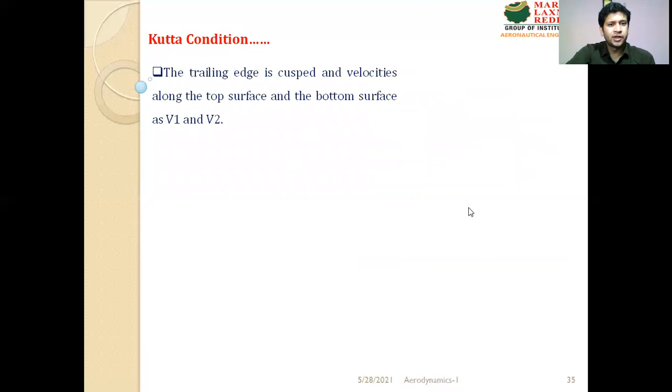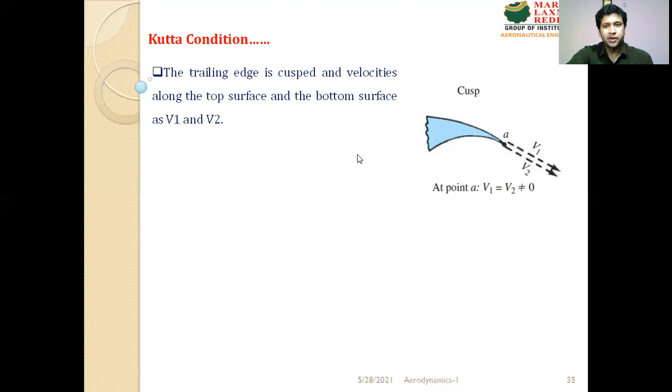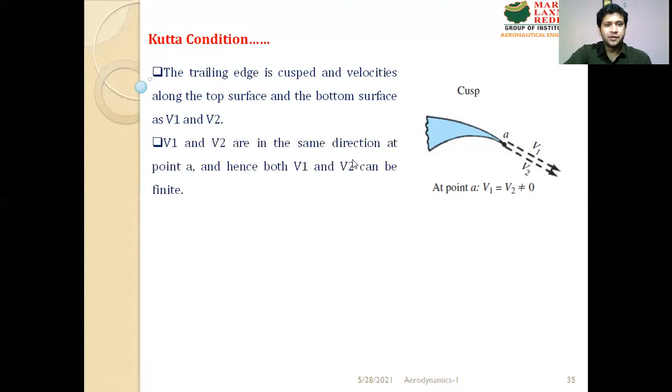The third case of the Kutta condition is where the trailing edge is cusped. Therefore, the velocities along the top and bottom surfaces, which are represented by v1 and v2, are not equal to 0 at the trailing edge at point A when the airfoil is cusped at the trailing edge. So v1 and v2 are in the same direction at point A, and hence both v1 and v2 can be finite. The pressure at point A is a single and unique value.